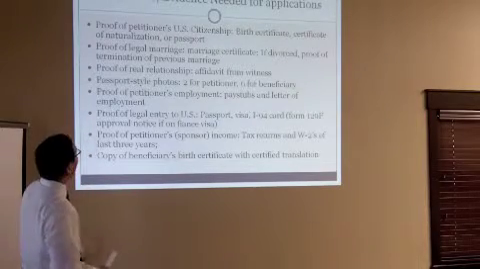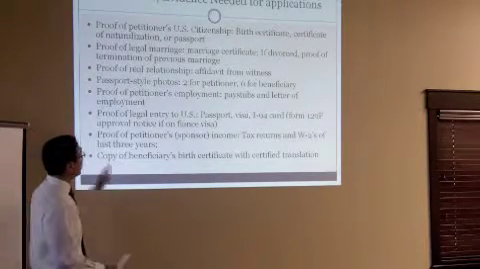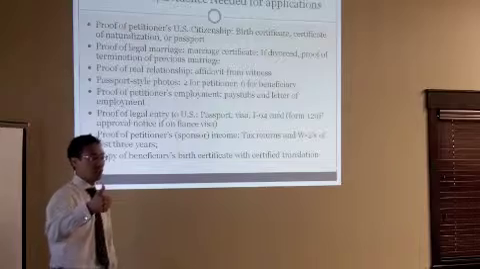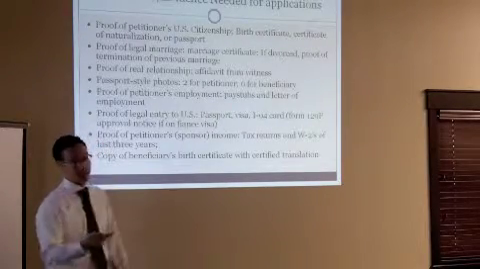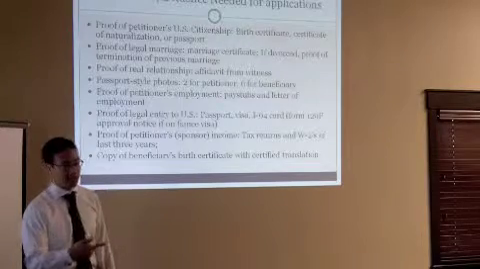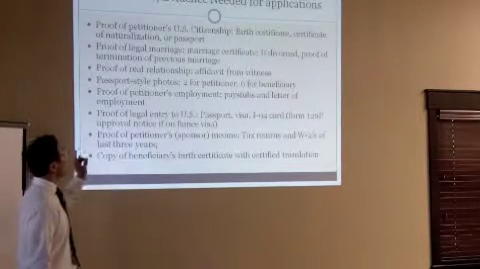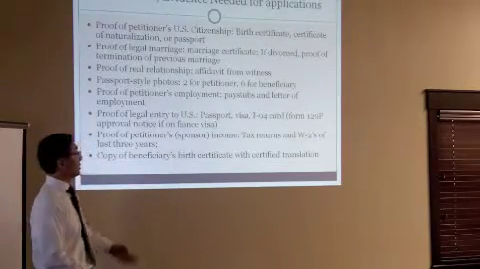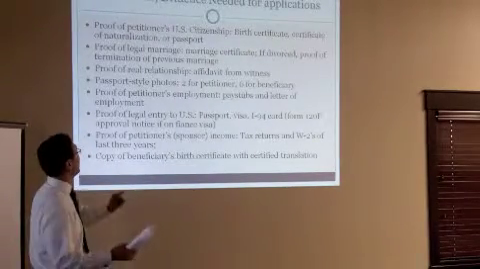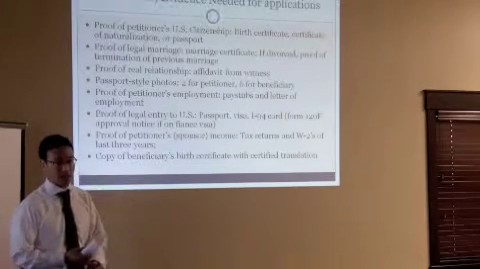So, proof of the petitioner. So we're going to talk about the petitioner, who would be the U.S. citizen, and then the beneficiary. I'm going to give them titles. Beneficiary is the one who's coming into the country. Proof of petitioner's U.S. citizenship. You got to prove that you are a U.S. citizen. So you can do that by having a birth certificate, a certificate of naturalization, or a passport.